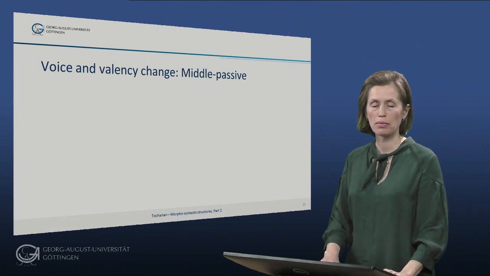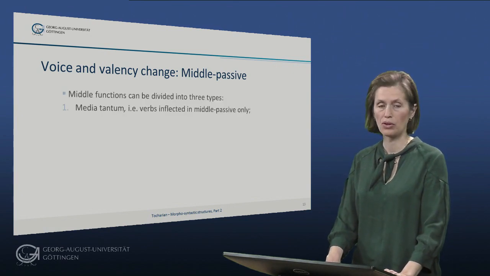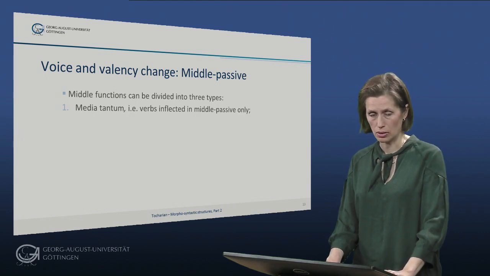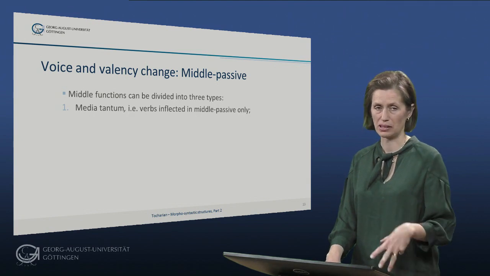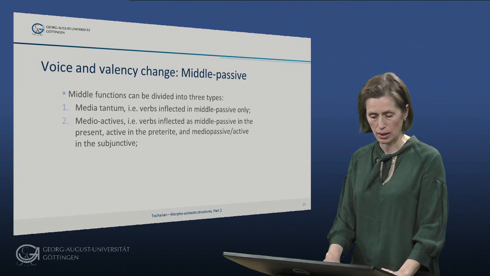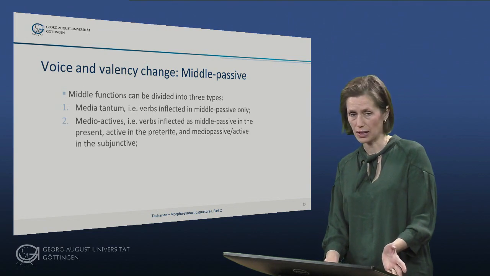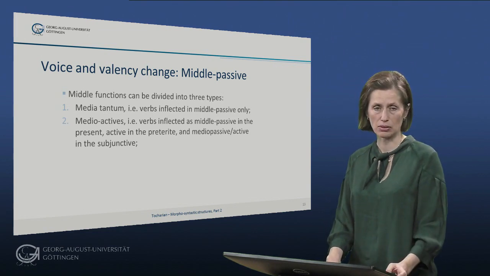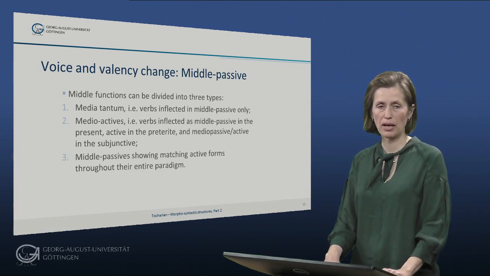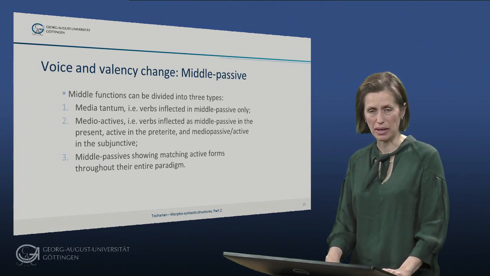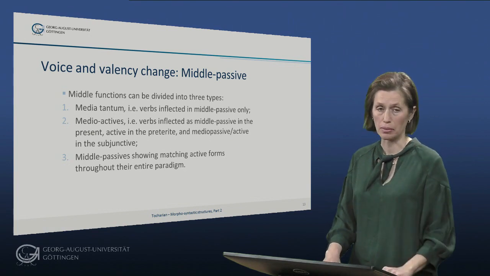So moving over to the proper middle functions, there are three types. The so-called mediatantum in Tocharian grammar, and it is verbs that are found only in middle passive, so they cannot be active. Then we have the so-called medioactives, and it's verbs that are inflected as middle passive in the present, whereas they are active in the preterite, and in the subjunctive they can be both. And then we have active middle passive verbs that have the same type of marking all the way through the entire paradigm.